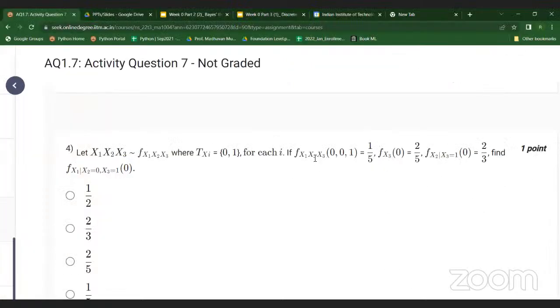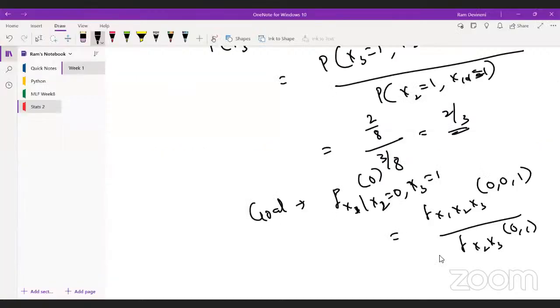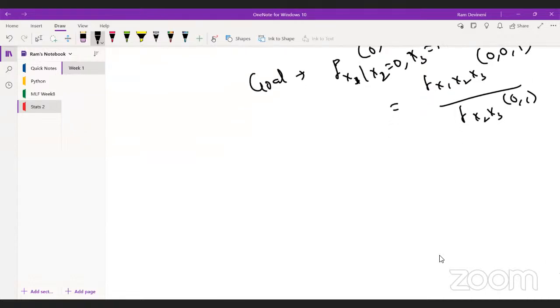They gave f of x1, x2, x3 directly, so the numerator was given. But they did not give the value of f of x2, x3, which is the denominator. We need to find f of x2, x3 at (0, 1).